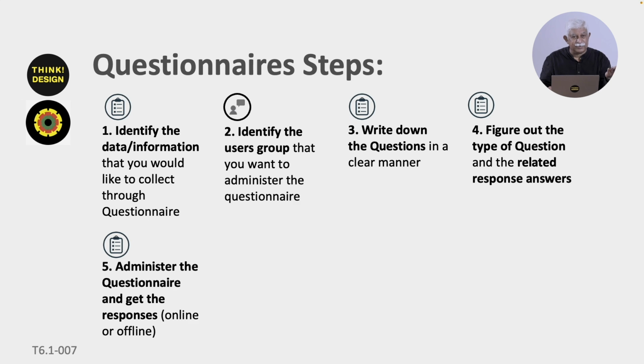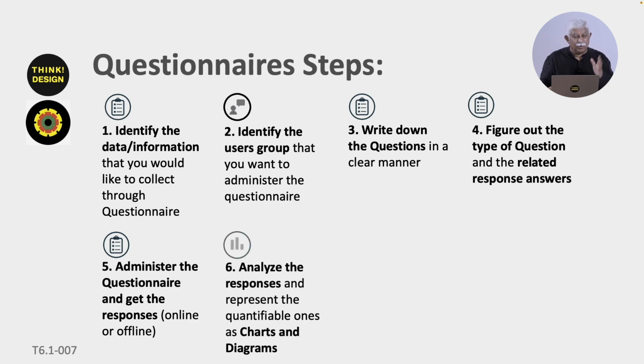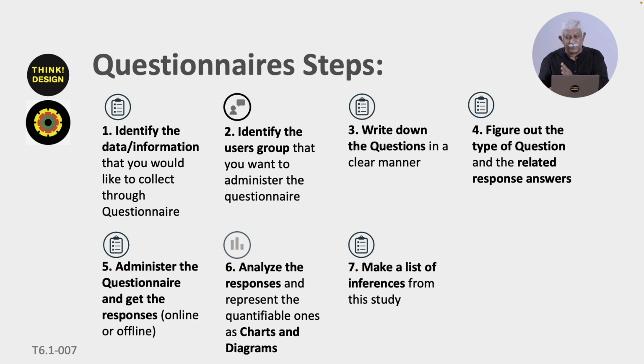Then you need to administer the questionnaire either online or offline. Offline means it's in person, and get the response. Now, once you get the response, you need to collate it together, analyze this information, and you can make it into charts and diagrams. And looking at this, you need to make a list of references from this study. That's the outcome of this study or the summary of this study.